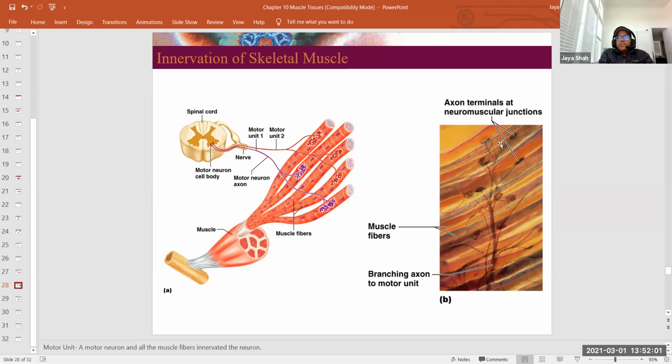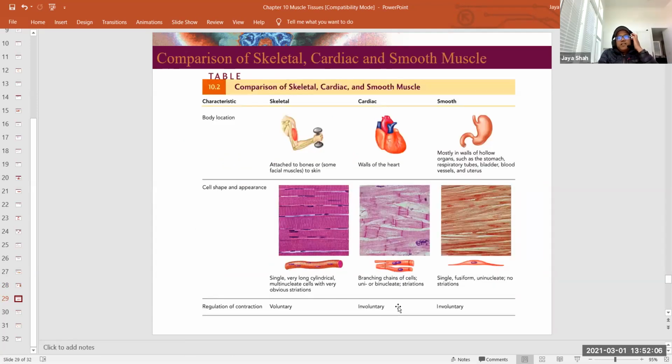And under the microscope, you're going to see this diagram. Comparison of skeletal and cardiac muscles. The skeletal muscle is single, very long cylindrical multinucleate cells with very obvious striation we talked about. Whereas cardiac muscle is branched. You see, each cell is branched, and then each branch is connected to each other by a junction. You see the dark junction here, here. Those are called gap junction or intercalated disc.